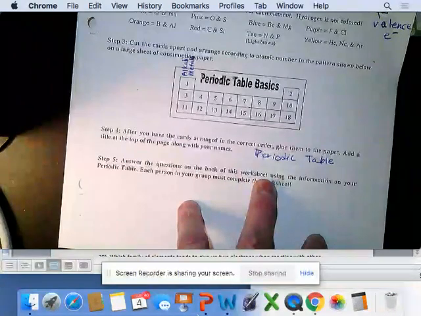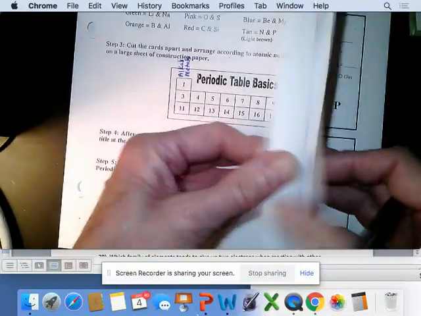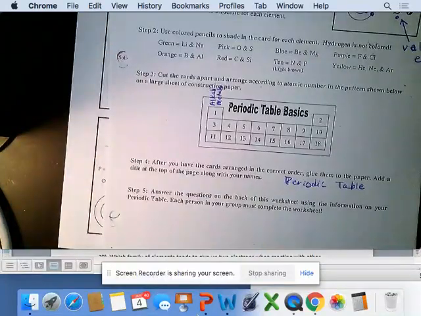You answer the questions on the back of this worksheet. So it's going to ask you about different patterns, and make sure you're seeing what you're supposed to be seeing in terms of how it's colored and how it's arranged. Okay? Is this making sense?